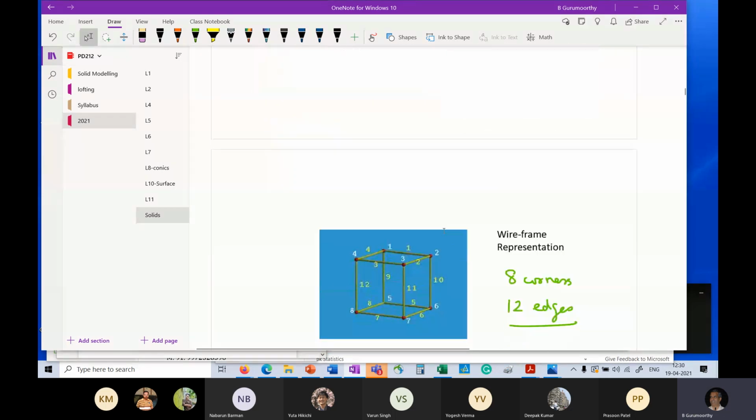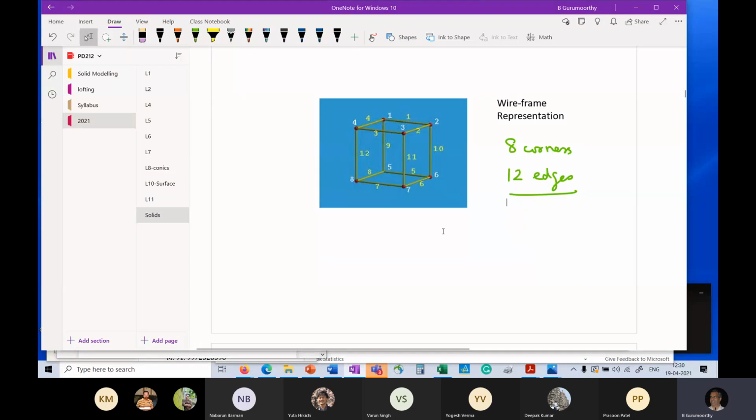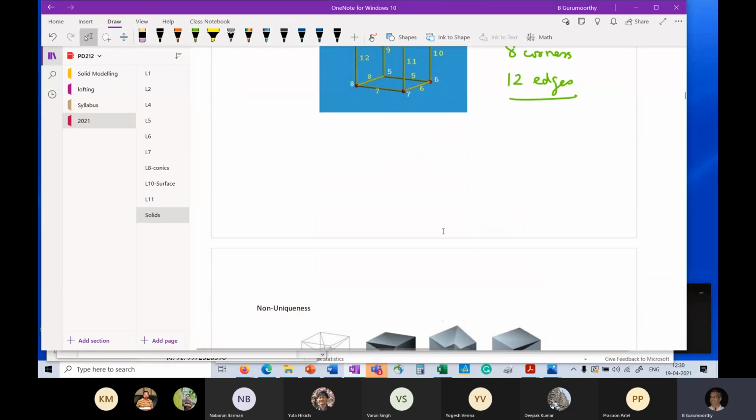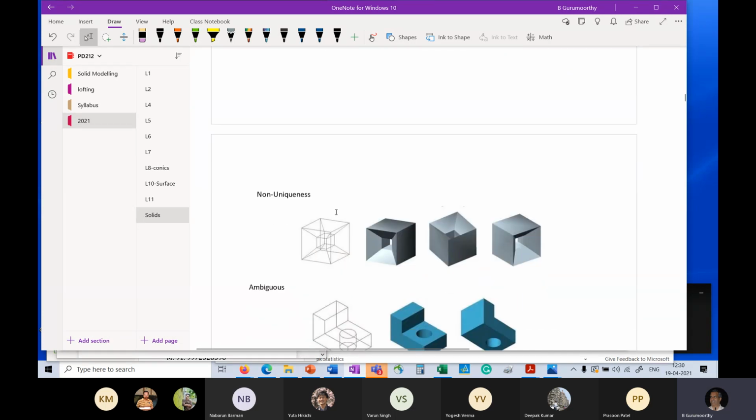Okay, so that's a wireframe representation. And why are we not pursuing this further? Remember, we had said that we must have uniqueness and unambiguousness. So this is what happens with the wireframe. This is my wireframe representation, but you don't know whether it represents an object like this, or like this. So it is not unique.